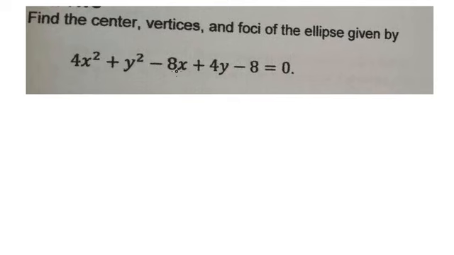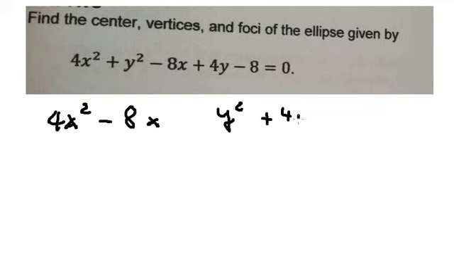We need to put negative 8x next to 4x squared. We have y squared plus 4y. This one, they are missing a positive number 4, because we have two number 4s in here. We need negative number 8 and another negative number 8 from here.